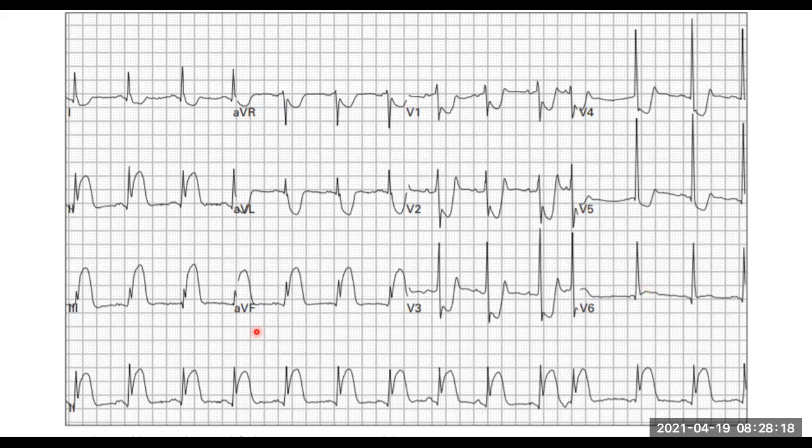All right. So let's have a look and see how close we are to a correct answer.